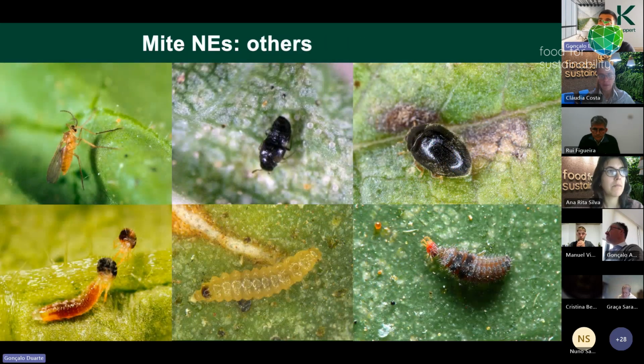But this is another example of things you cannot buy, you cannot put into the system unless you protect it and enhance it. These are other types of natural enemies of mites that will naturally appear in the system or the crop whenever we are not very heavy on chemical use. And of course, this provides for a much more sustainable and resilient system because you have a diversity of species feeding on the same prey.